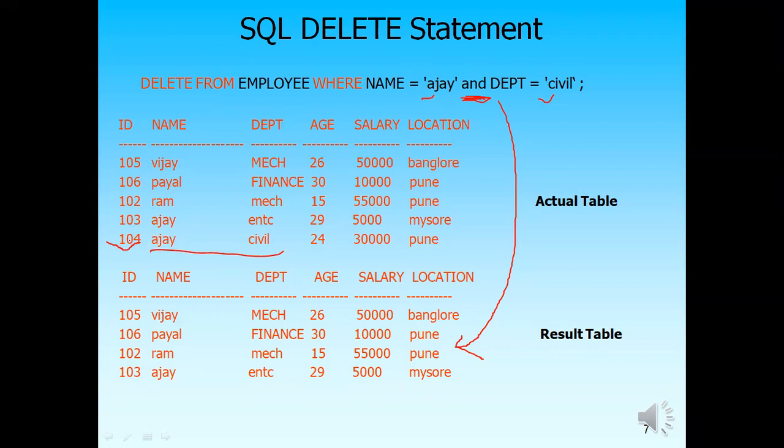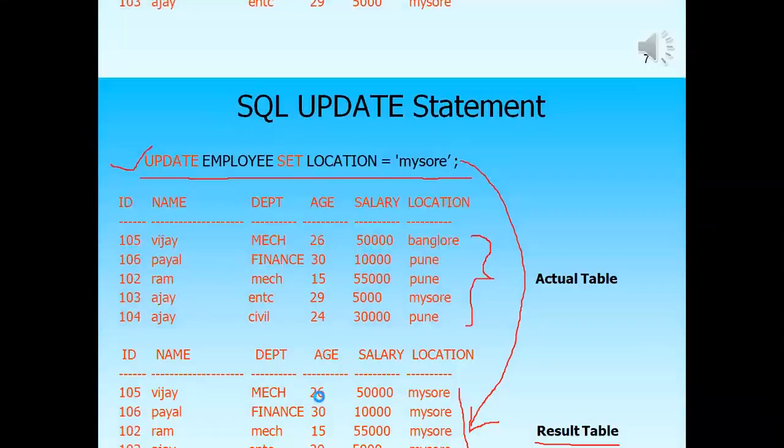Then here only one record is there. 103 is also Ajay, but the department is ENTC. So only one record will be removed from my actual table, and after executing this statement, we will get this result. And if you observe, the record with ID 104 is removed from this table. I hope you are clear with this.